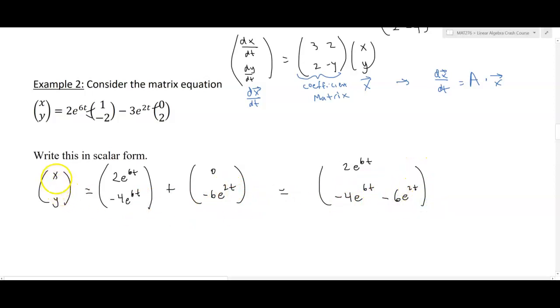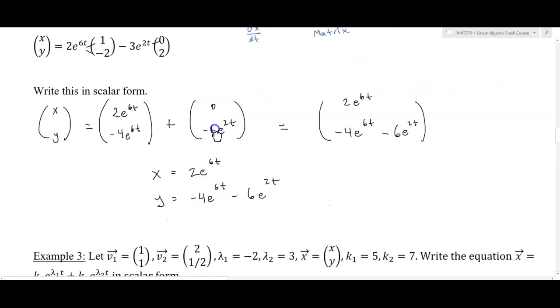And so now I can see that x is equal to the top component, because the top component needs to equal the top component in the vector. So x is going to equal 2e to the 6t. y is going to equal negative 4e to the 6t minus 6e to the 2t. And there we have written our answer in scalar form.